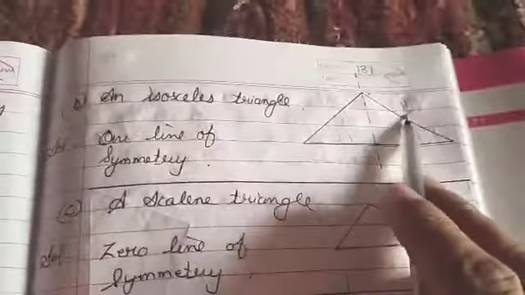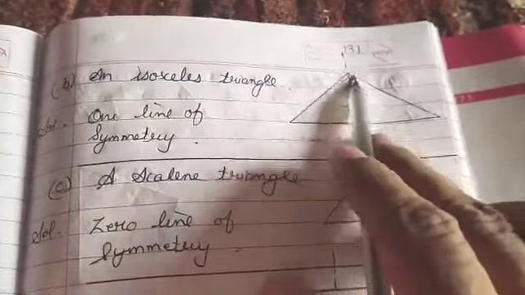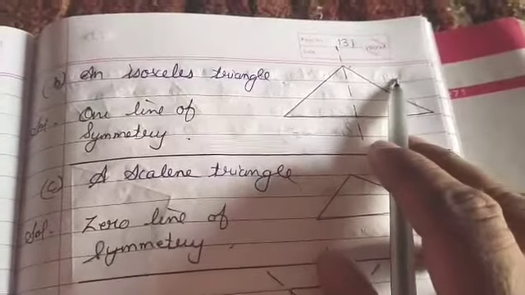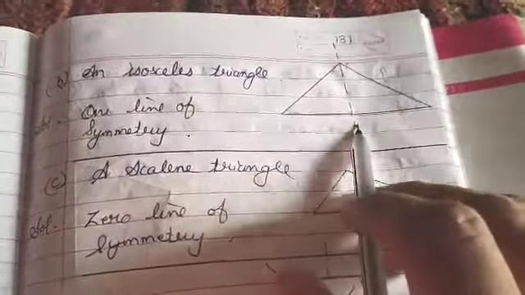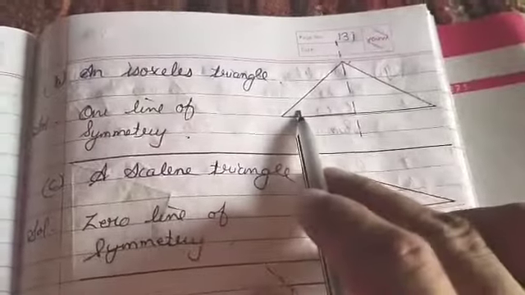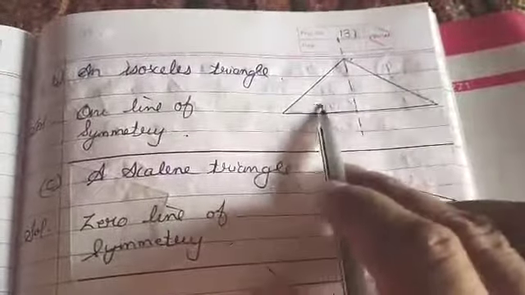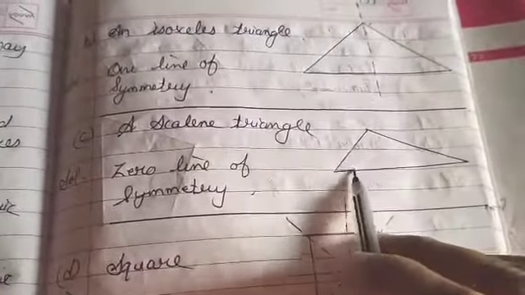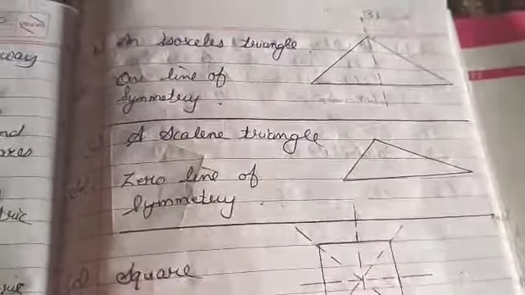Then the next figure is an isosceles triangle. Isosceles means 2 sides are the same, so only one vertical line is possible. From here it is not possible. Only one line of symmetry, because when you fold the figure, both parts coincide with each other. Scalene has no line of symmetry. Why? Because from anywhere you pass the line, you will not get a mirror image.